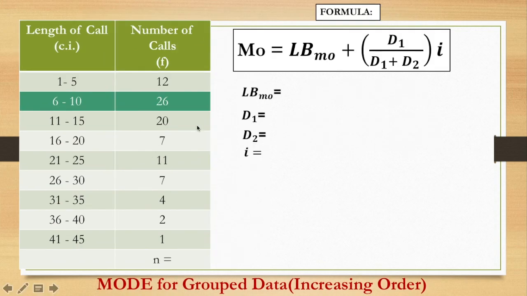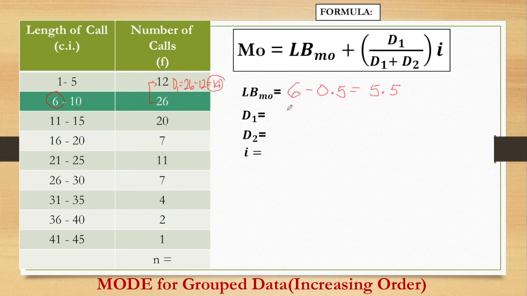So how do we find the mode? Let us use this formula, but before that, let us identify the value of the lower boundary. The lower boundary is the lower limit minus 0.5. So 6 minus 0.5 equals 5.5. D1 is the difference between the frequency of the modal class and the frequency above. So this will be 26 minus 12, which is equal to 14.